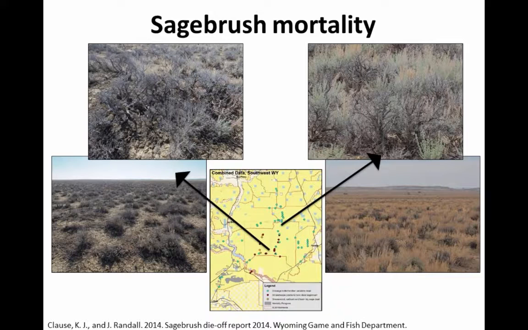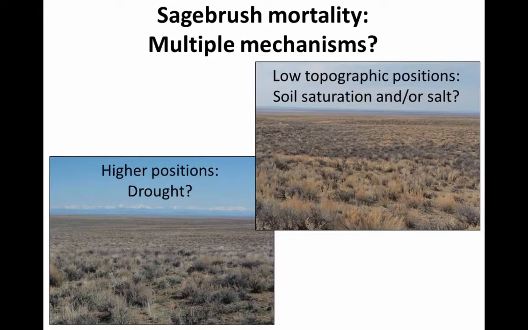And so, yeah, the higher positions probably are not this ponded water, because it's hard to imagine how you get saturated soils and ponded water in clearly upland positions that have easy drainage paths. By contrast, this picture shows a bunch of dead sagebrush down here in this drainage bottom, and this may be a different mechanism.